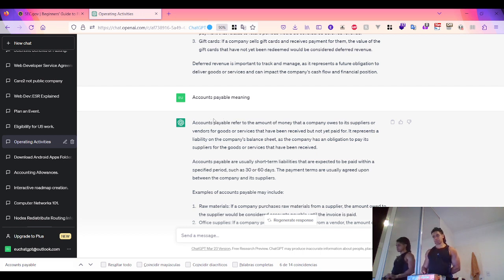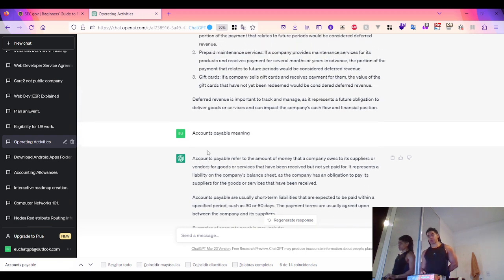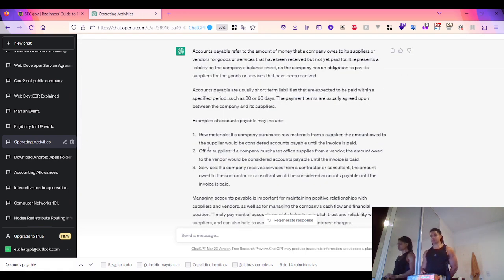So this is accounts payable. Usually it's a short-term debt, 30 to 60 days. A couple of examples are raw materials, office supplies, or services as well. For example, in the software field.